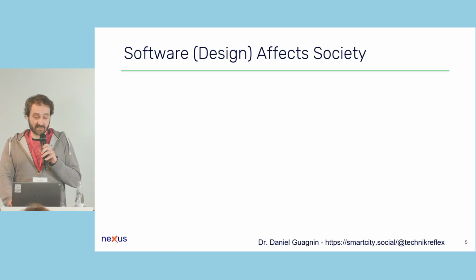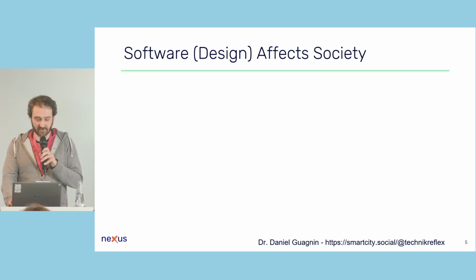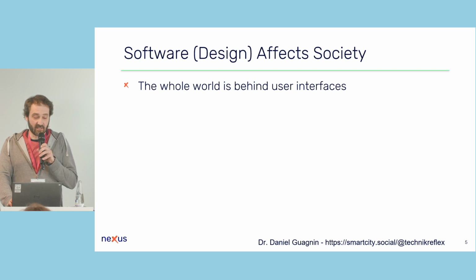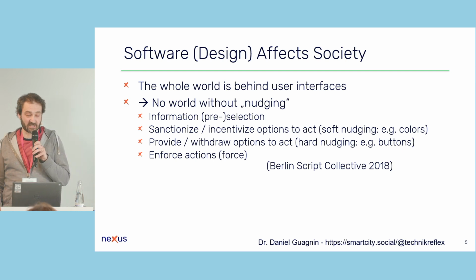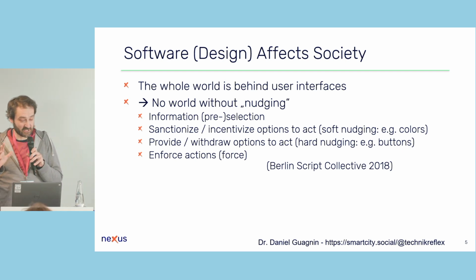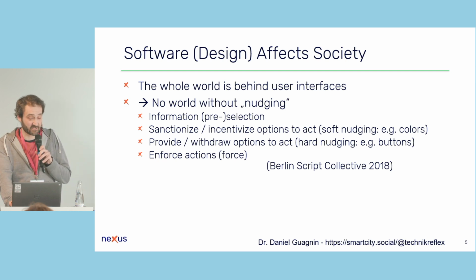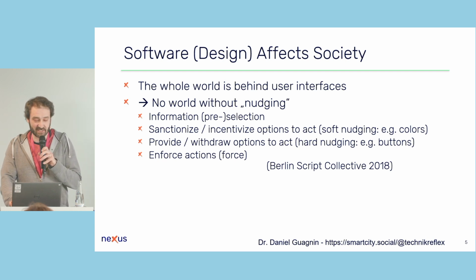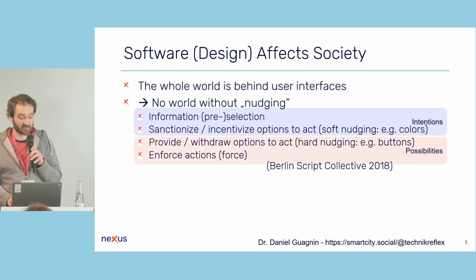So why is software design so important? Let me make a sociological argument. The whole world is behind user interfaces, and we have no world without nudging. Every user interface selects information, it sanctions or incentivizes options to act, for instance, through colors, green or red. It withdraws options to act. Okay, we could call this hard nudging, like buttons or no buttons. And it even enforces actions you have to take. So software shapes our intentions and our possibilities.